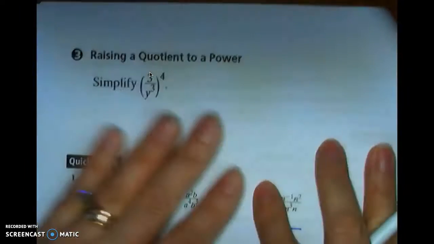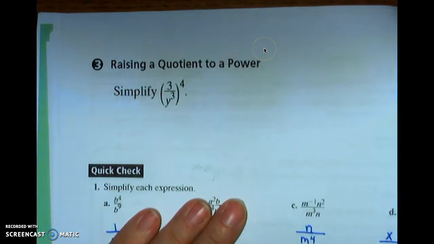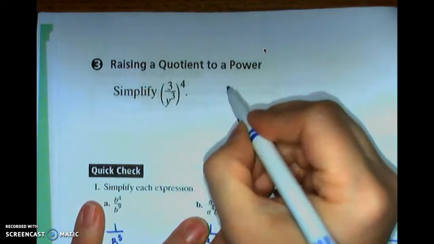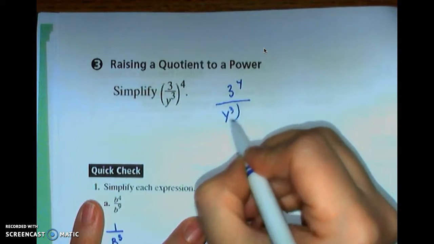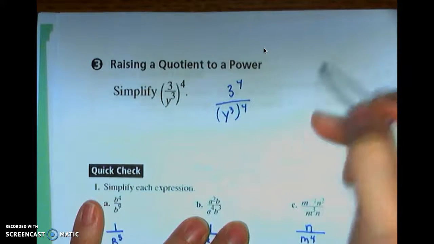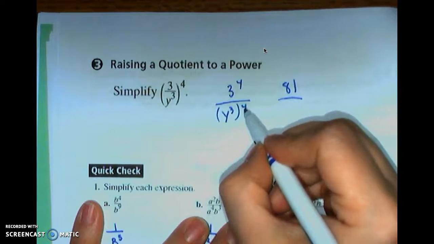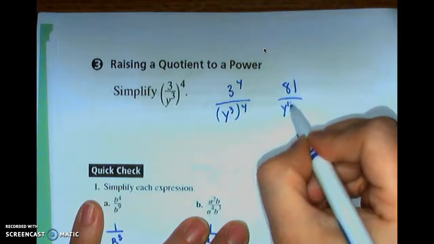Now with our quotients, raising a quotient to a power, again, following our rule, we're just going to have 3 to the 4th over y to the 3rd to the 4th. Now 3 to the 4th means 3 times 3 times 3 times 3, which is 81. Y to the 3rd to the 4th power becomes, we use our multiplication there, y to the 12th.